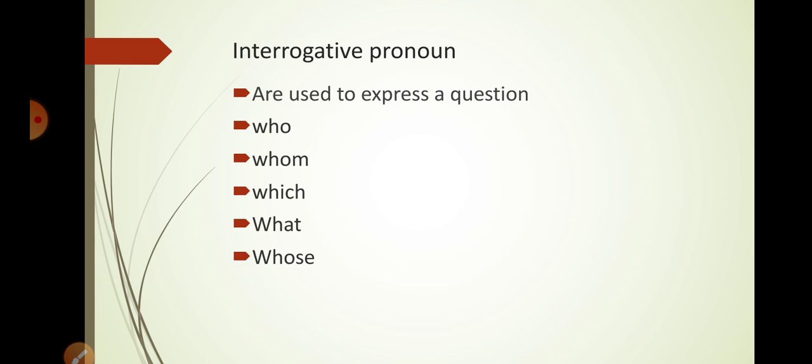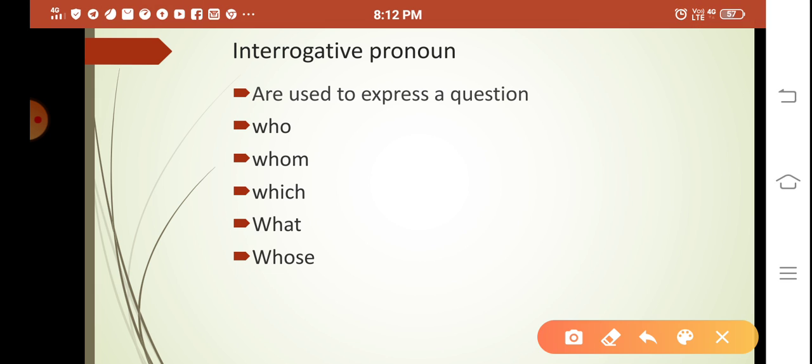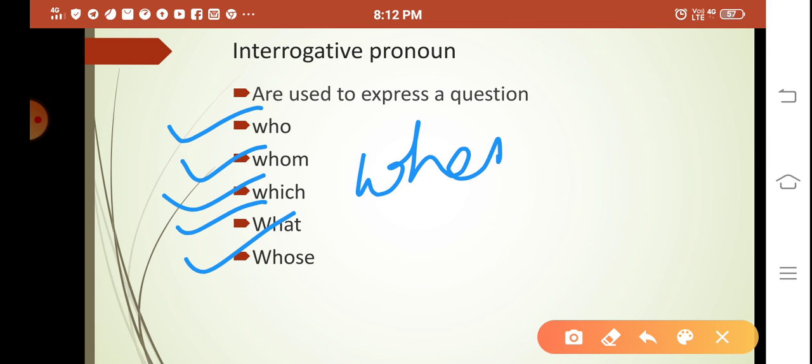Interrogative pronoun. What is interrogative? Here also the name itself indicates interrogation. It means questioning. So questioning pronouns are used to express a question. The interrogative pronouns are: who, whom, which, what, whose, when, where.